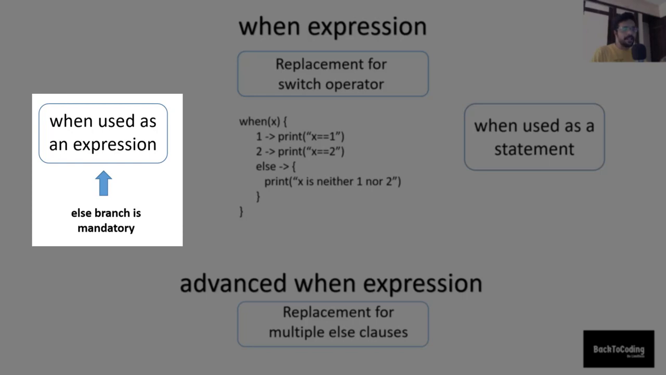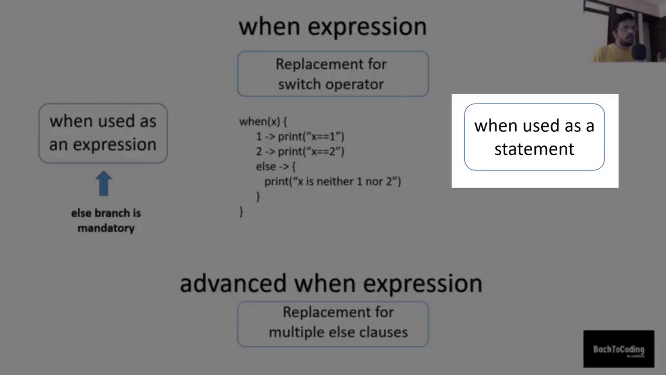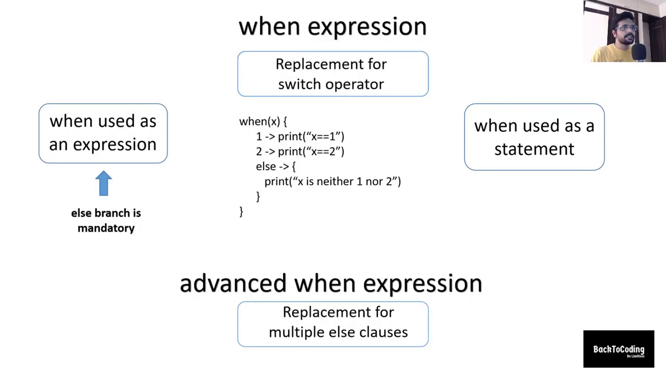When used as an expression. If it is used as an expression, the value of the satisfied branch becomes the value of the overall expression. Make a note that if when is used as an expression, the else branch is mandatory. When used as a statement. If it is used as a statement, the values of individual branches are ignored. First, we'll practically see when used as an expression.